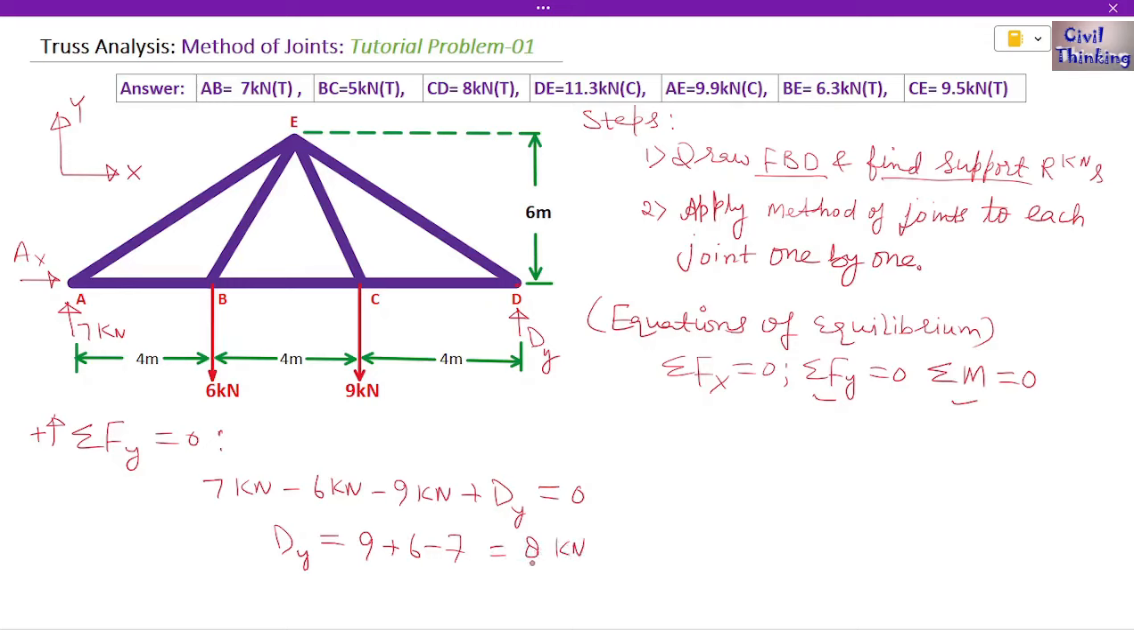Since we get a positive value, it means our assumed Ay direction is actually upwards. So we get 8 kilonewton.